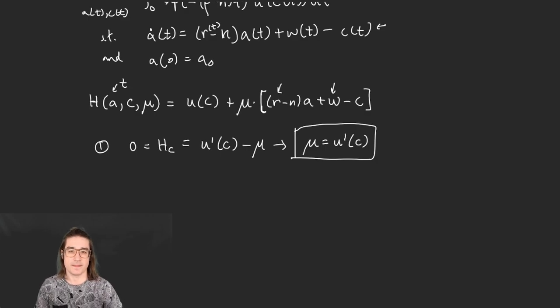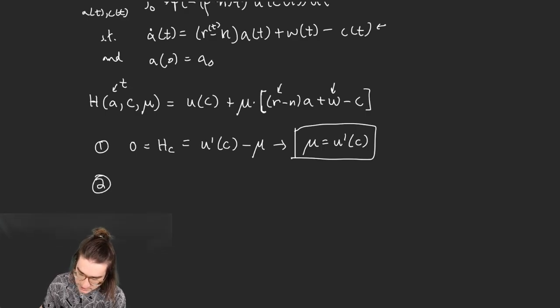And because we did that current value Hamiltonian rather than the present value, it's relatively simple. If you do it in the other form, you get exponentials showing up, and it's not as fun. So that's part of the advantage of using the current value Hamiltonian. Okay, so that's good.